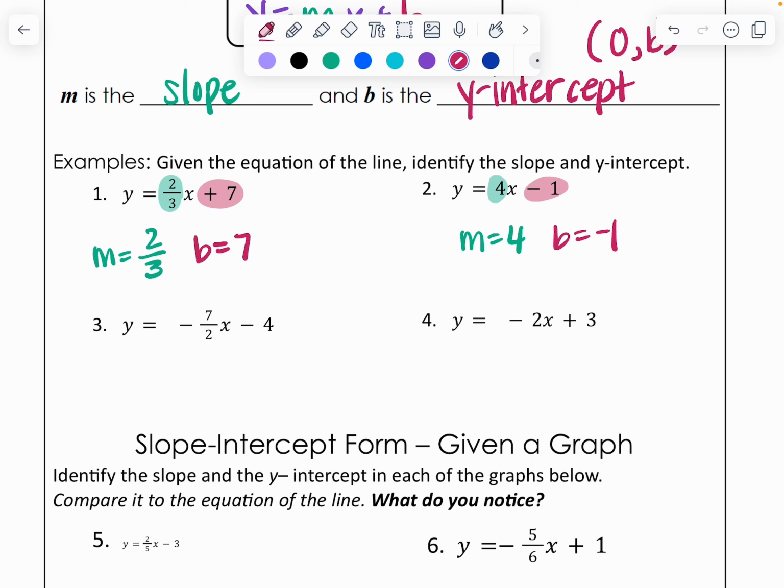Number 3, y equals negative 7/2x minus 4. M is negative 7/2. And b is negative 4. Number 4, y equals negative 2x plus 3. M is negative 2. And b is positive 3.